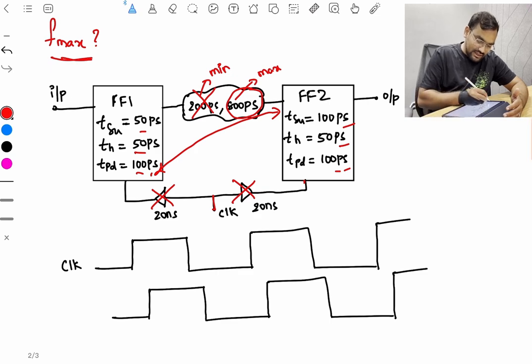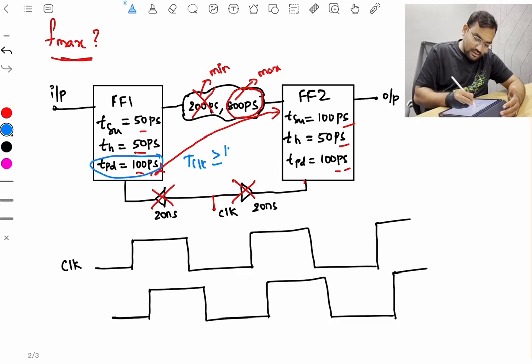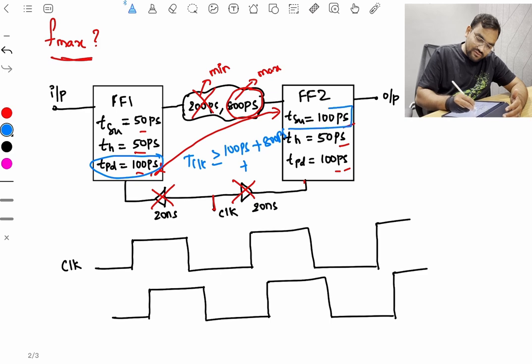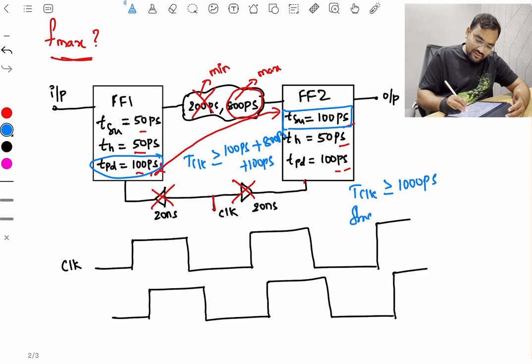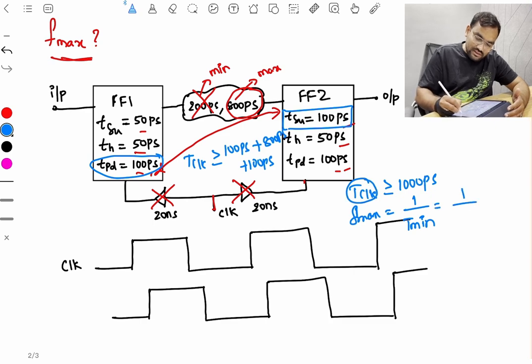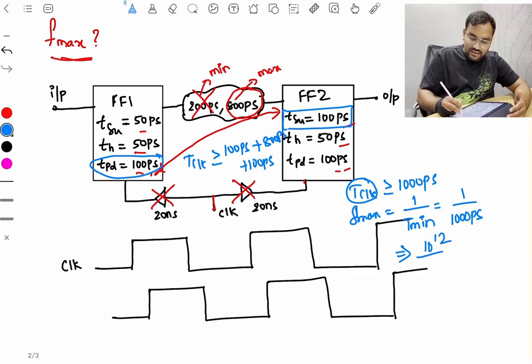So now the equation here itself is T clock should be greater than or equal to the propagation delay, that is 100 picoseconds, plus the max delay here, that is 800 picoseconds, plus the setup time of the second flip-flop, that is the capture flip-flop, that is again 100 picoseconds. So if you add all these three, T clock should be greater than or equal to 1000 picoseconds. So the max frequency equals 1 by T minimum. This is the minimum clock period, right? Which is 1 by 1000 picoseconds, and this is nothing but 10 power 12 by 10 cube, 1 gigahertz. So this is the maximum operational frequency.